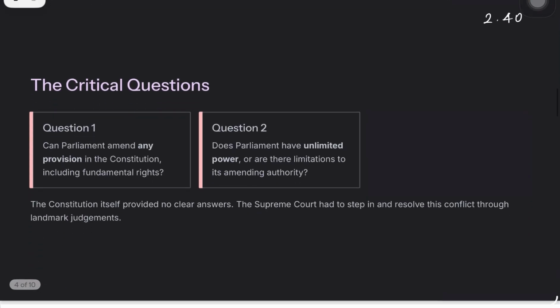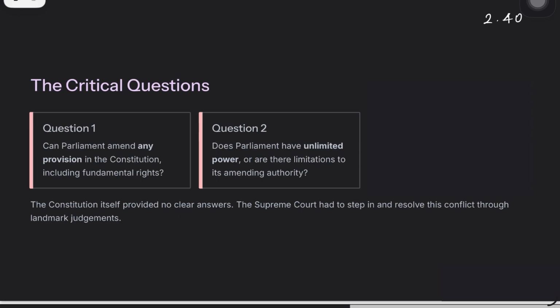Now the situation is, there are multiple questions that need to be answered. The questions are as follows. Whether the Parliament can amend any provision of the Constitution, including fundamental rights, or whether the Parliament has any limitations regarding its amending power under Article 368. Now, who will answer these questions? In fact, even the Constitution does not provide any answers to all these questions. When the Constitution does not provide any answers, it becomes the duty and the role of the Supreme Court to answer the questions.